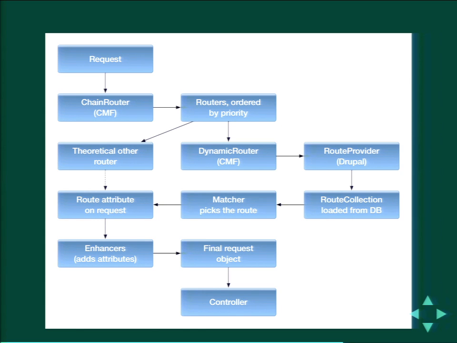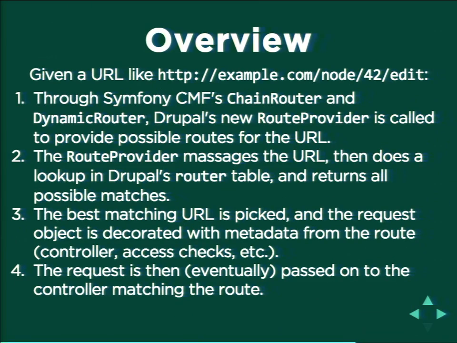And once all that is done, we have a final request object. And this request object is then passed to the controller that the route has defined that it wants to use. And this is pretty much what I just said in text form. But basically what it means is that when I go to my Drupal site and request node/42/edit, Drupal will then go through all this stuff and decide that the node edit page controller or whatever it's called is the right controller, the right route to handle this, and will do whatever is necessary to call it.